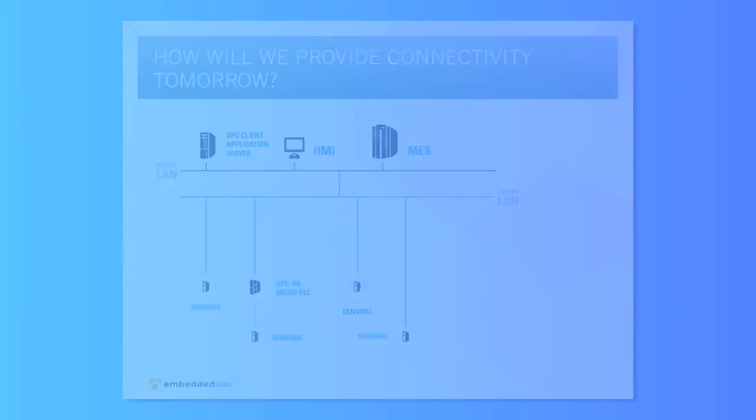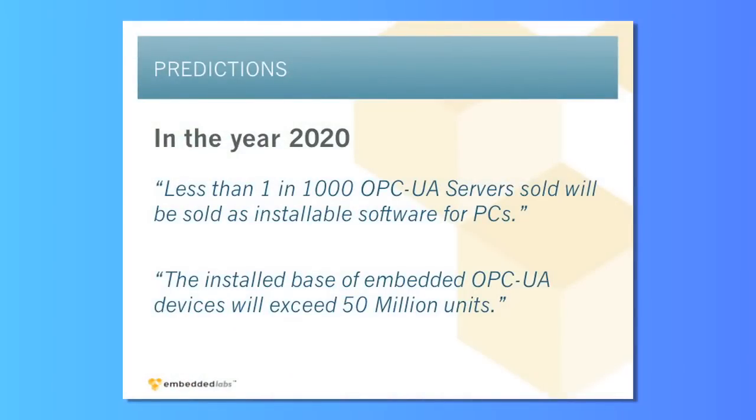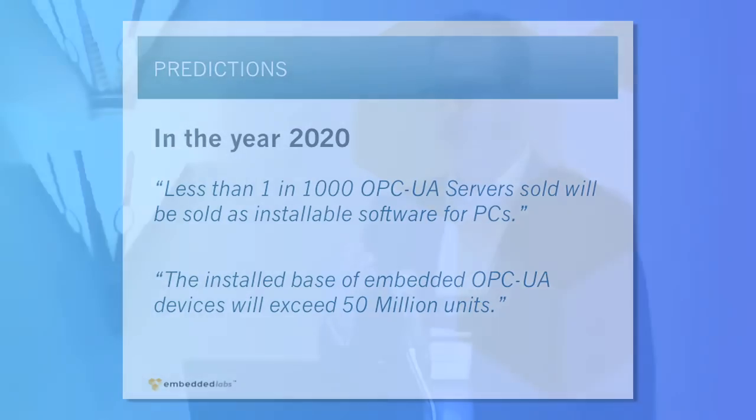And based on our market research, I'd like to make a couple of predictions. The first prediction is that in 8 years' time, less than 1 in 1,000 UA servers sold will be sold on a DVD or as installable software. Now that sounds like a bold claim. I'm not saying that the existing PC-based OPC server market is going away, because it's not. It's probably going to continue to grow. But the embedded market, where you don't buy server software, you buy a device which has a server in it, is going to grow so exponentially that it's going to completely dwarf the OPC Classic market that we've seen over the last 15 years.